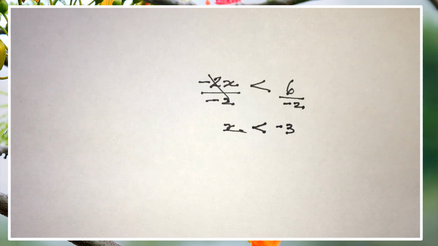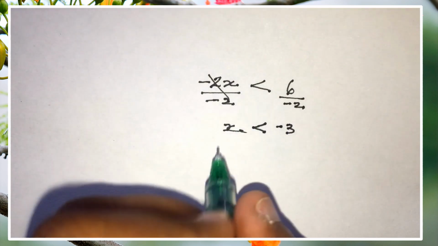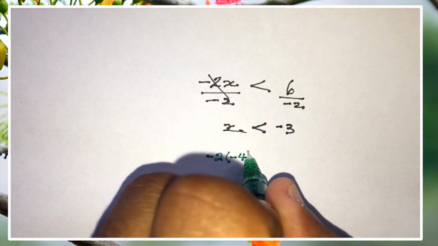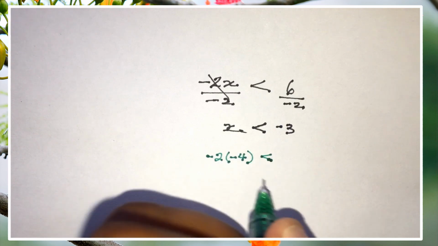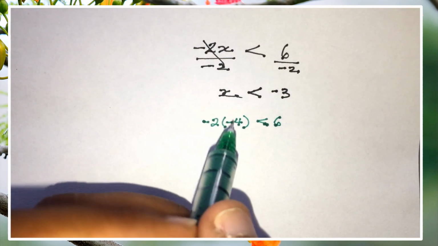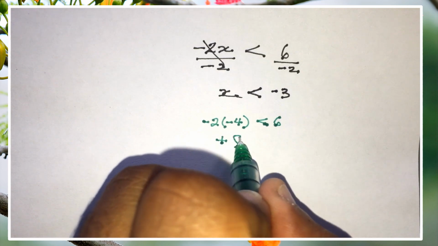I'm going to pick the next value right after that, which is less than negative 3, which would be negative 4. So we're going to substitute negative 4 into the inequality and see how it works. So the value less than negative 3 is negative 4. So we're going to have minus 2 times negative 4 is supposed to be less than 6. Great. So we're going to work this out. Negative times negative gives us a positive. And 2 times 4 will give us 8.